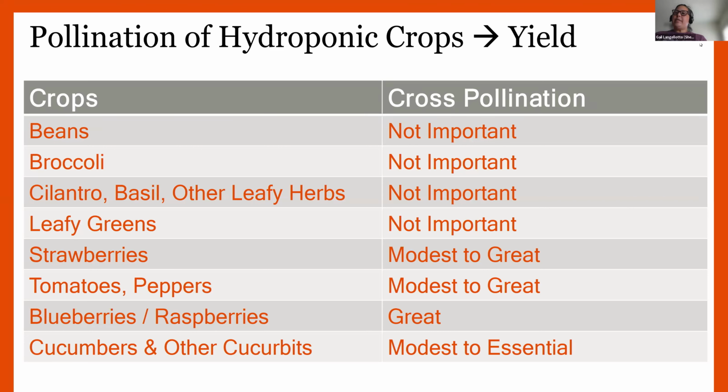For things like blueberries and raspberries, even though they are grown in greenhouse and hydroponic systems, needing to have a method of cross-pollination is absolutely essential in order to ensure a harvestable and high-quality crop. And for things like cucumbers and other cucurbits, cross-pollination is typically required in order to set high-quality fruit, but there are greenhouse cucumbers which are able to set fruit with minimal pollination services.